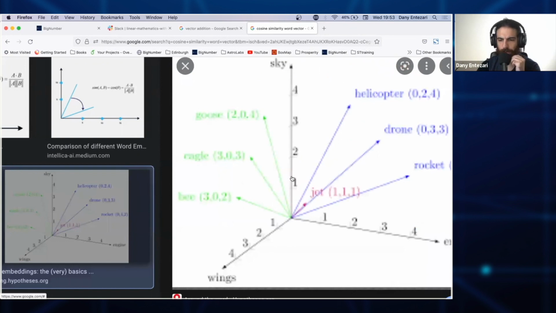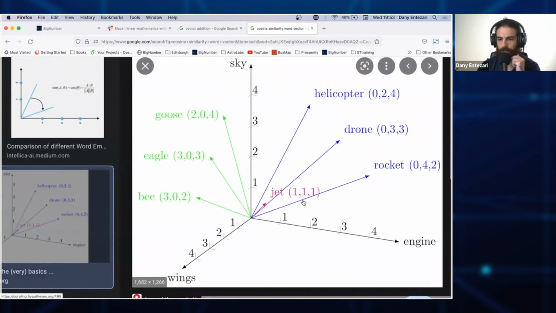This is a very good example. This is a very nice picture. So you can see the cosine similarity, or the angle, of drone and helicopter and rocket are closer to each other relative to goose, eagle, and bee.